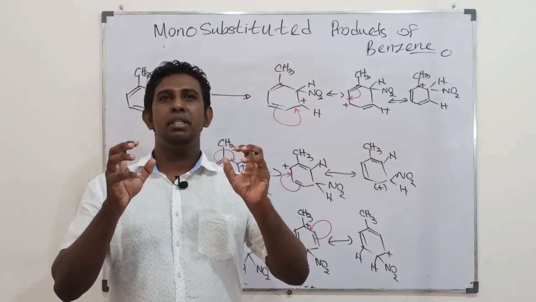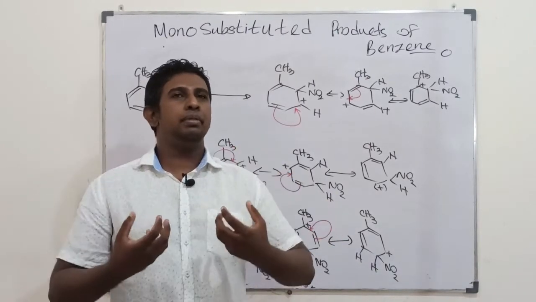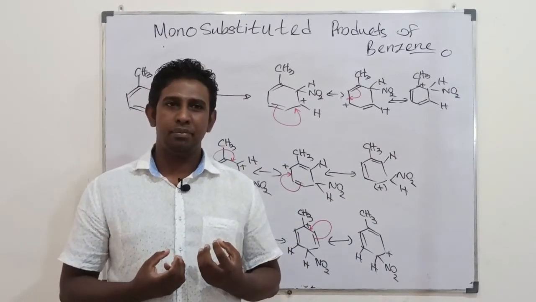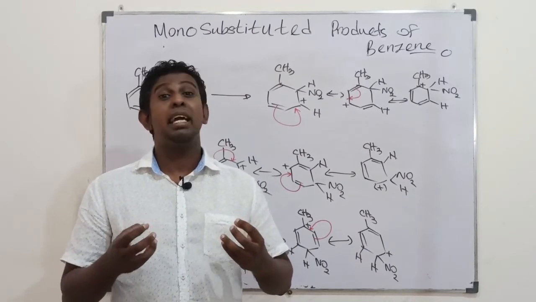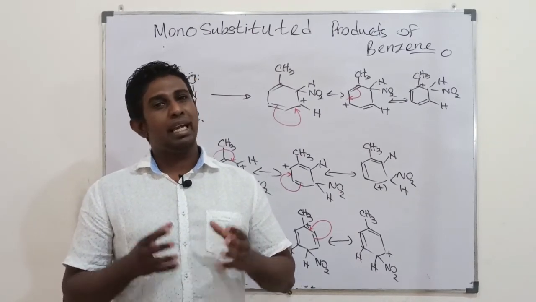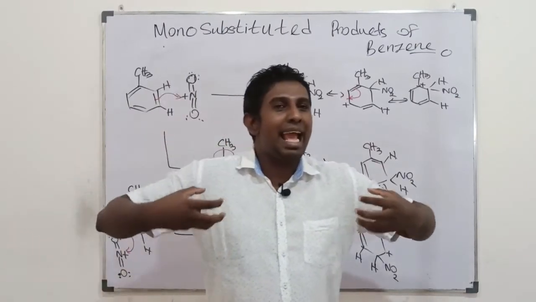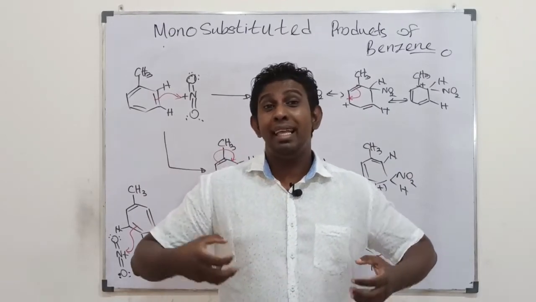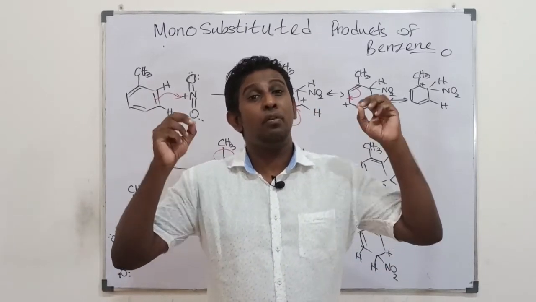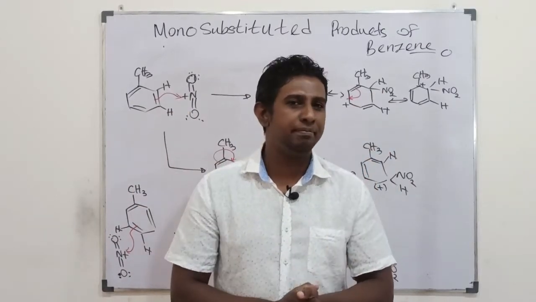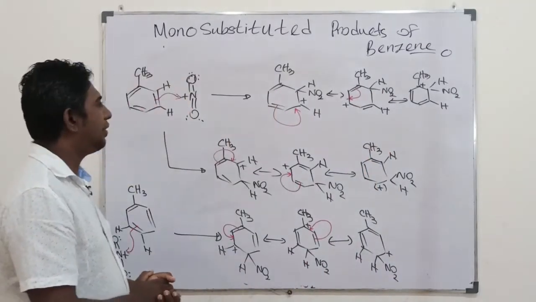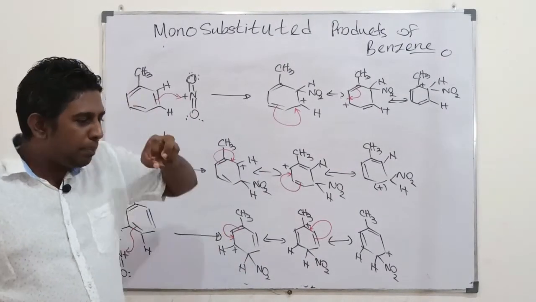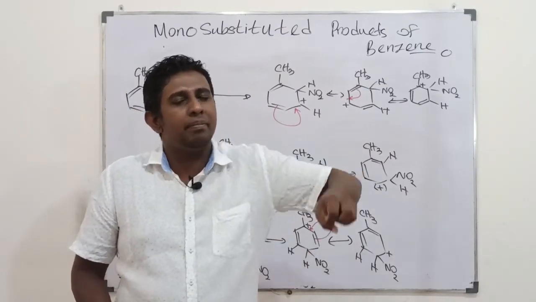Students, we are talking about the impact of the methyl group on this intermediate cation's stability. A methyl group is an alkyl group. Alkyl groups are electron-repelling groups; what they are good at is repelling electrons towards the benzene ring. So our methyl group is ready to repel electrons towards the benzene ring.